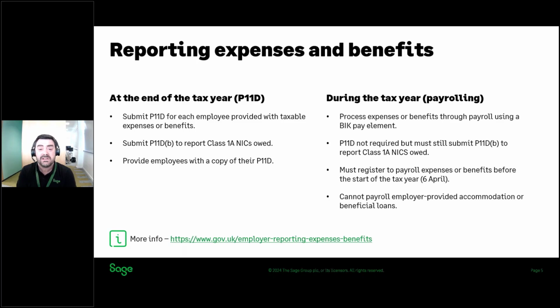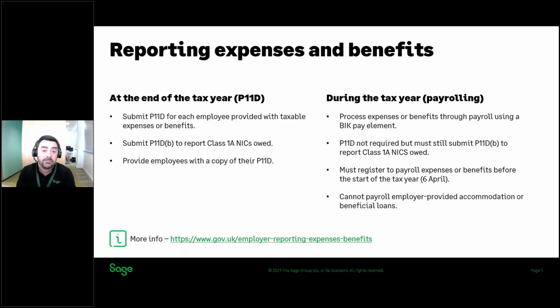Now, the other option is reporting the expenses and benefits during the tax year in real time. And this is a process known as payrolling. So this involves processing a payment through your payroll. So it's a benefit in kind pay element. It's a notional payment, which will deduct the tax due on the benefit without actually paying the benefit amount. It means that a P11D would not be required at the end of the year, but you would still need to do a P11D-B employer declaration.